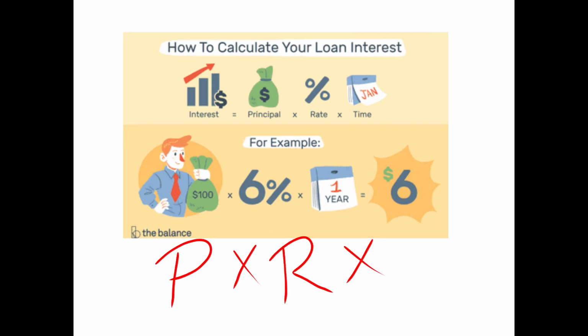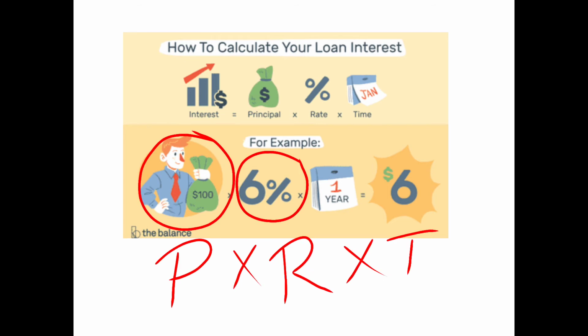And how long you take to complete the loan amount, that is the time. So P is the principal, the exact amount you got from the bank, R is the rate of interest, and T is the time. This is the way for finding the simple interest. Here, this is the principal amount, this is the rate of interest, and the time is 1 year.